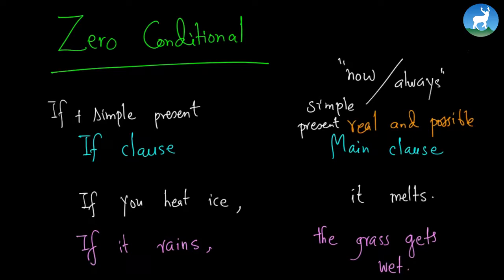Pretty easy, right? The structure follows this simple rule. If plus simple present in the if clause, followed by simple present in the main clause. If you heat ice, simple present, V1, it melts, V5. If it rains, V5, the grass gets wet, V5. So simple present followed by simple present. Pretty easy, right? So let's go to another type.